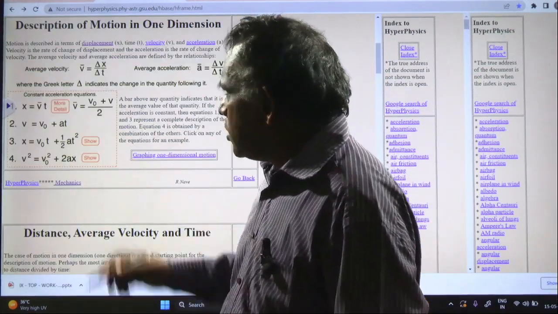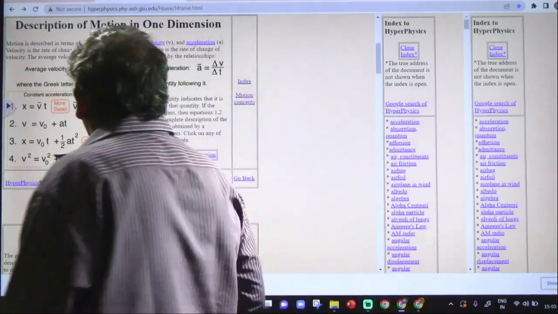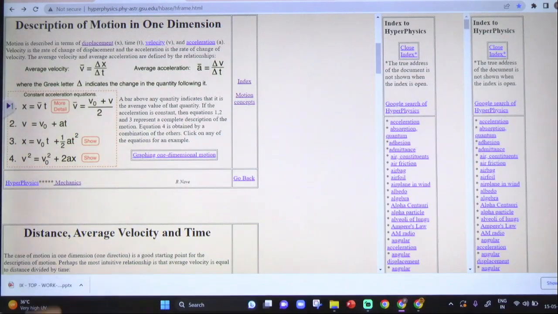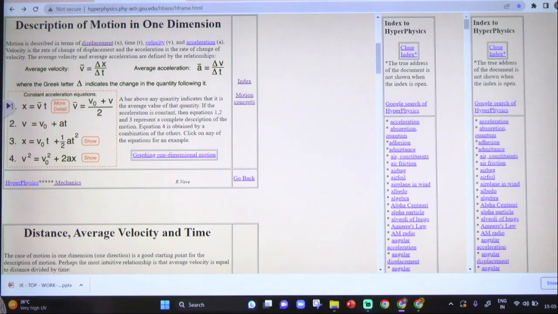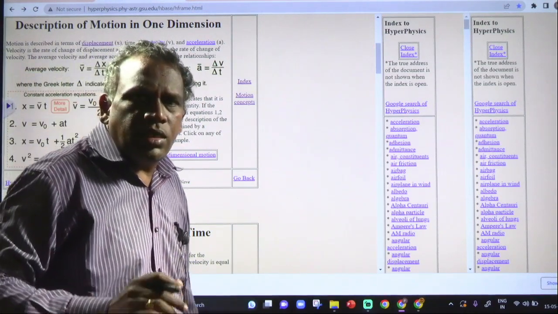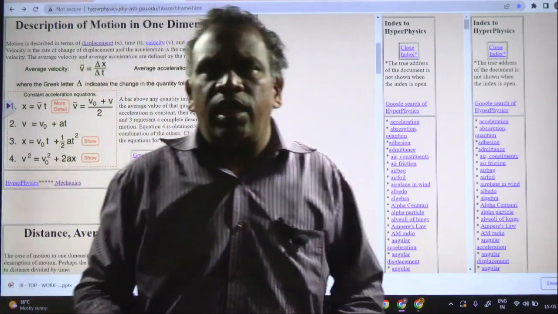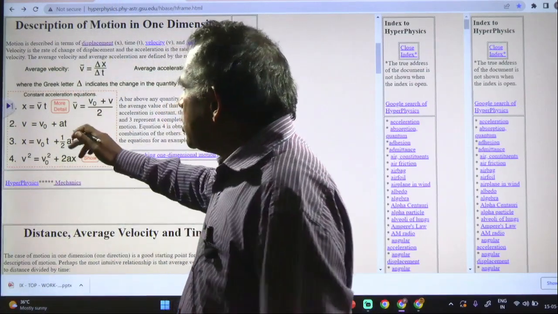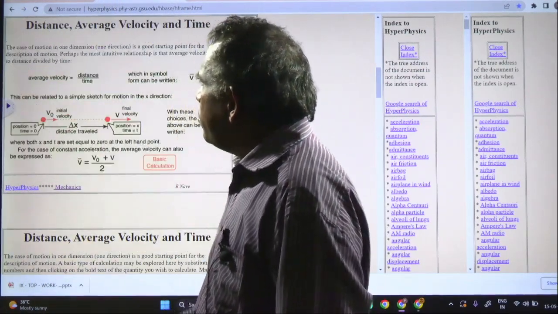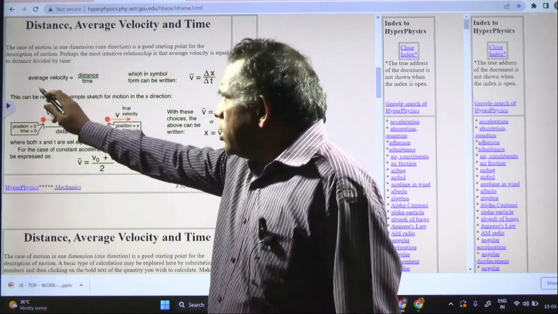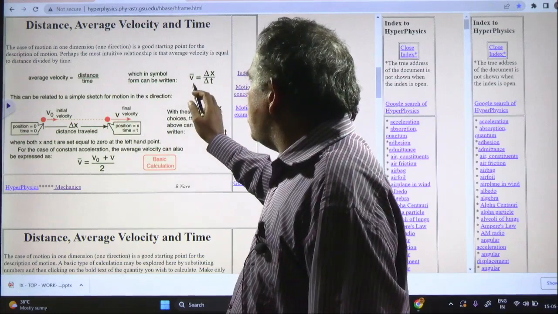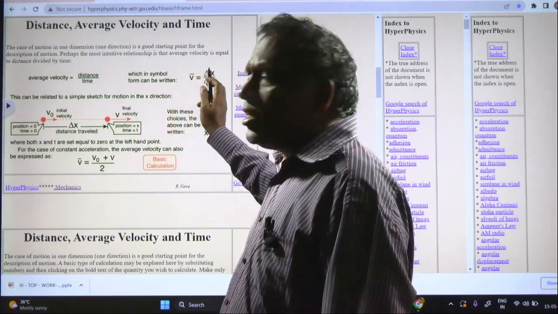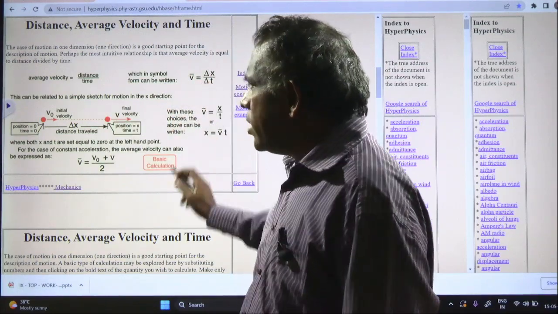Go back to this. Here, if you observe, there is a constant acceleration. Constant acceleration is when a body moves in a straight line. In more detail, the average velocity is total displacement divided by time. So average velocity is equal to delta x divided by delta t.